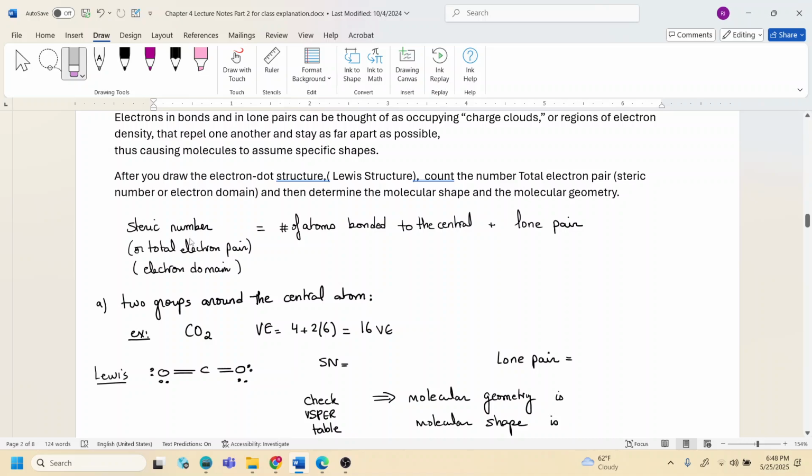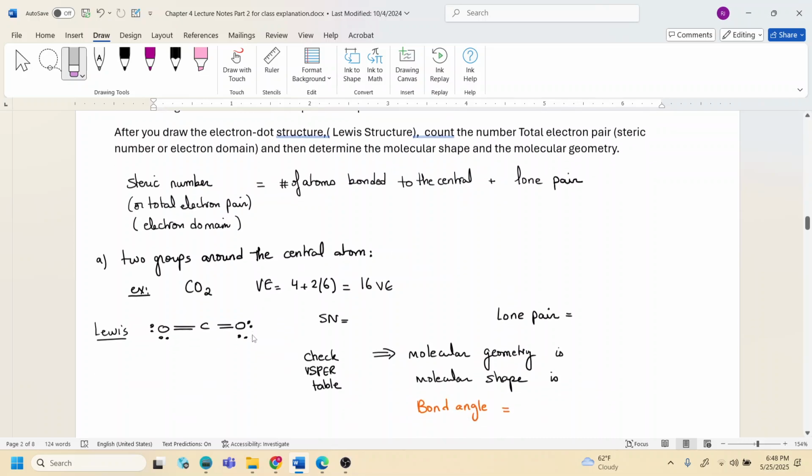So what is the steric number? The steric number is the total number of electron pairs. Another name for it is the electron domain. And it's simply the number of atoms bonded to the central atom plus the lone pairs. This is it. So you look at the atoms that are bonded to the central atom, you count them, plus the lone pairs.